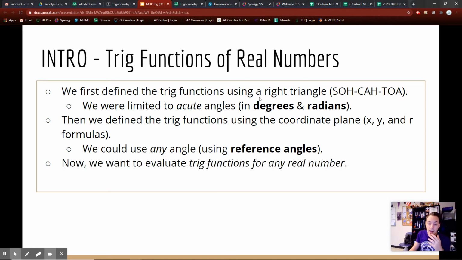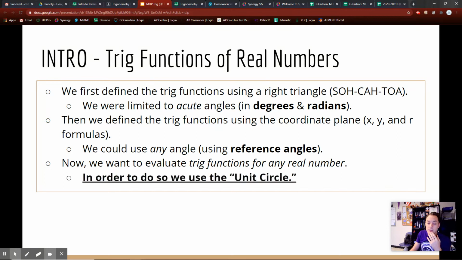Okay, but now what we want to do is evaluate any trig function on a real number, for any real number, really. So we want to evaluate trig functions for any real number, and in order to do that, what we need to use is what we call the unit circle.